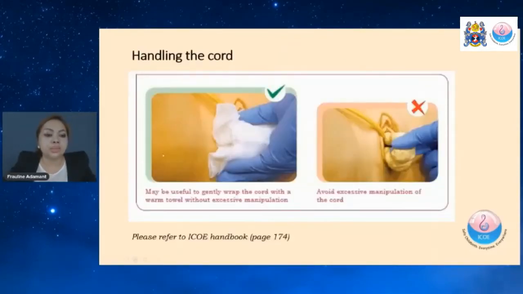So this picture here shows us the proper way to handle the cord prolapse. If the cord is outside of the birth canal, you can use a warm gauze or warm towel, just gently wrap the cord without excessive manipulation to prevent cord vasospasm.